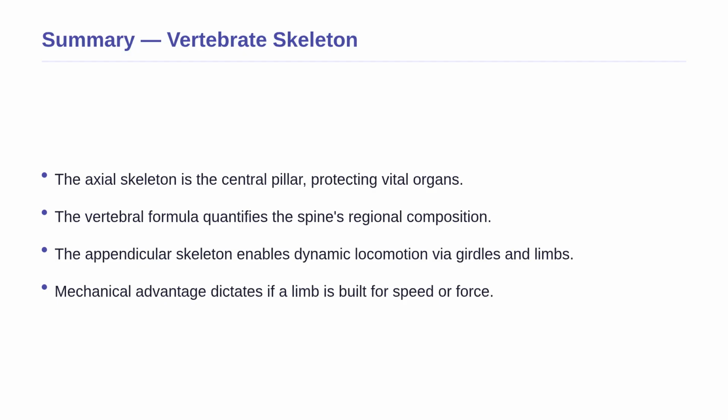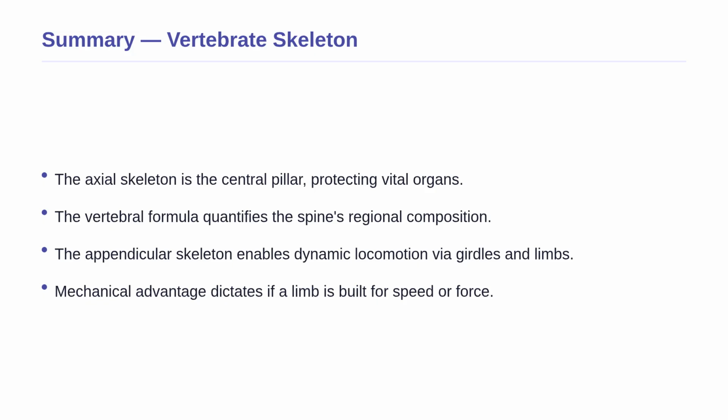We have covered a tremendous amount of ground today, so let us review our key takeaways. First, we learned that the axial skeleton acts as the central pillar of the body, providing crucial protection for the brain and spinal cord while anchoring the muscles. Second, we saw how the vertebral formula allows us to mathematically quantify and compare the regional composition of the spine across species.